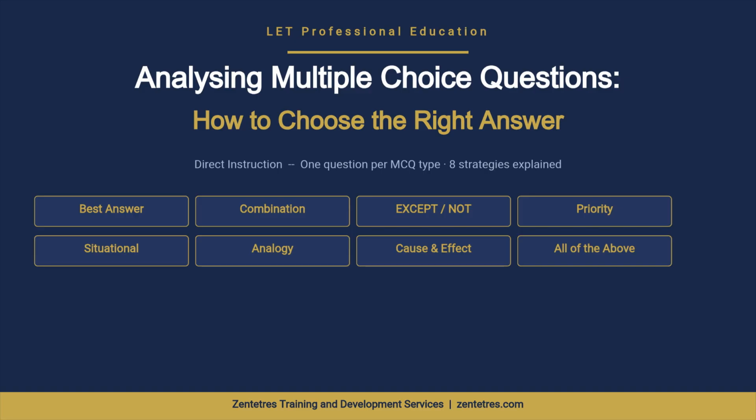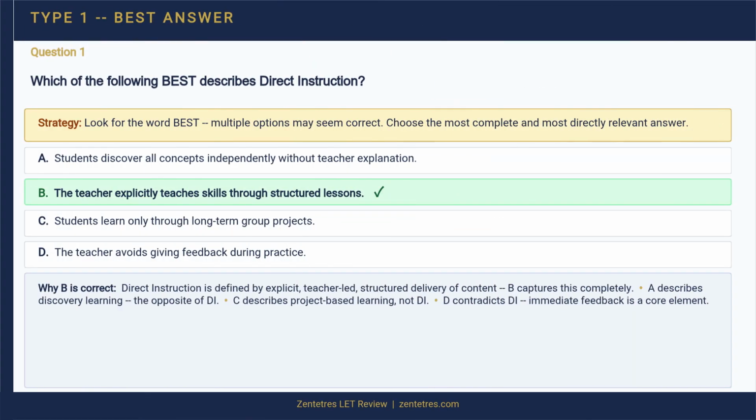For each of the 8 questions here, we'll cover the question type, the strategy for approaching it, and a clear explanation of why the correct answer is right, and why the others aren't. Let's go through them. Type 1.